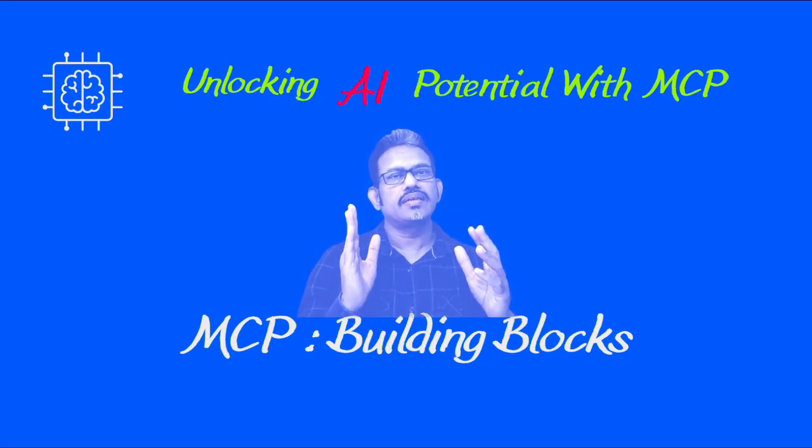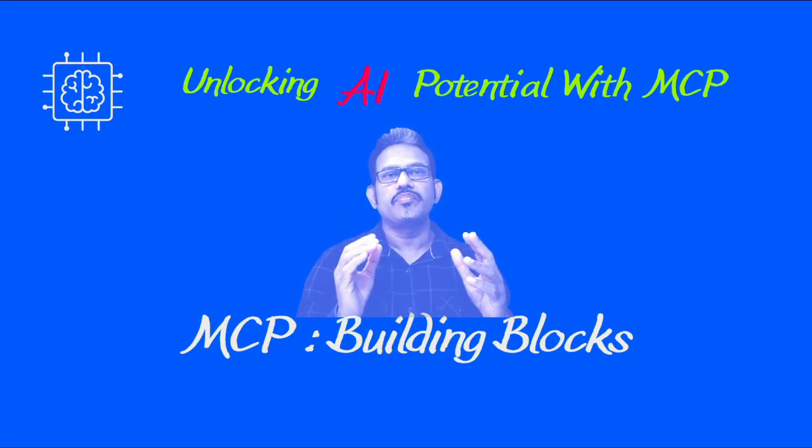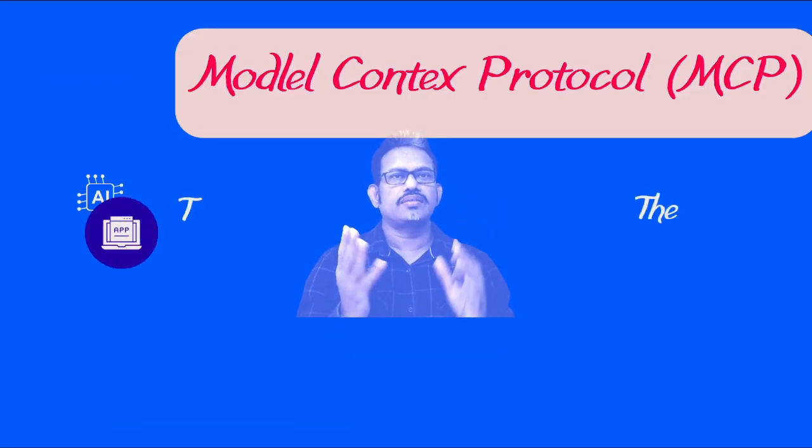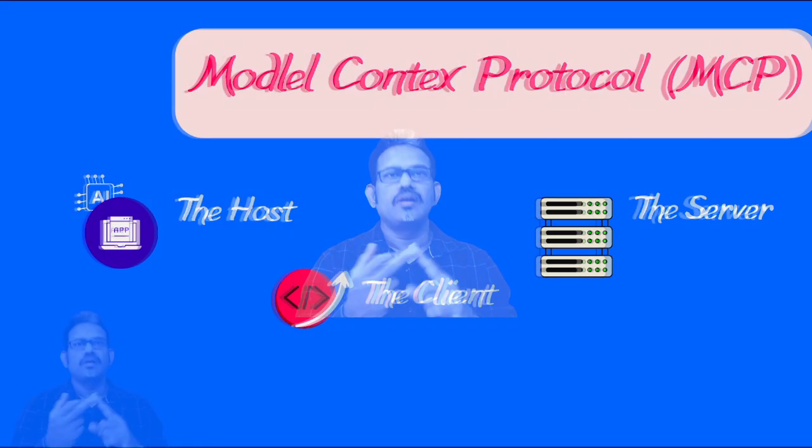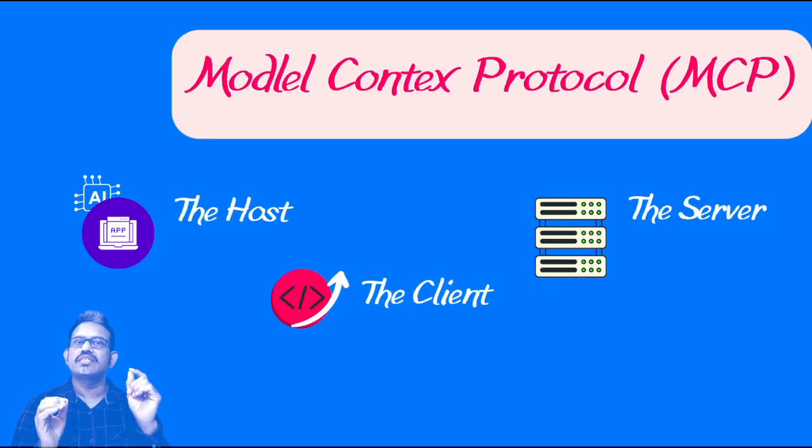Now let's get a little deeper by exploring the composition of model context protocol. MCP is composed of three parts: the host, the client, and the server. Let's understand the role of each one of them. But before that, does it remind you of any architectural pattern? That's right. It is a client-server architectural pattern. MCP is based on the client-server architectural pattern.